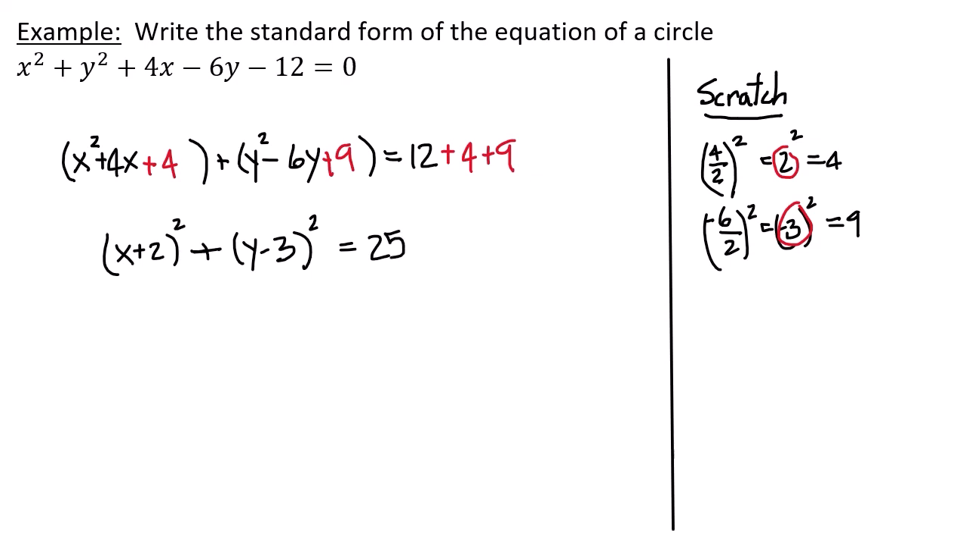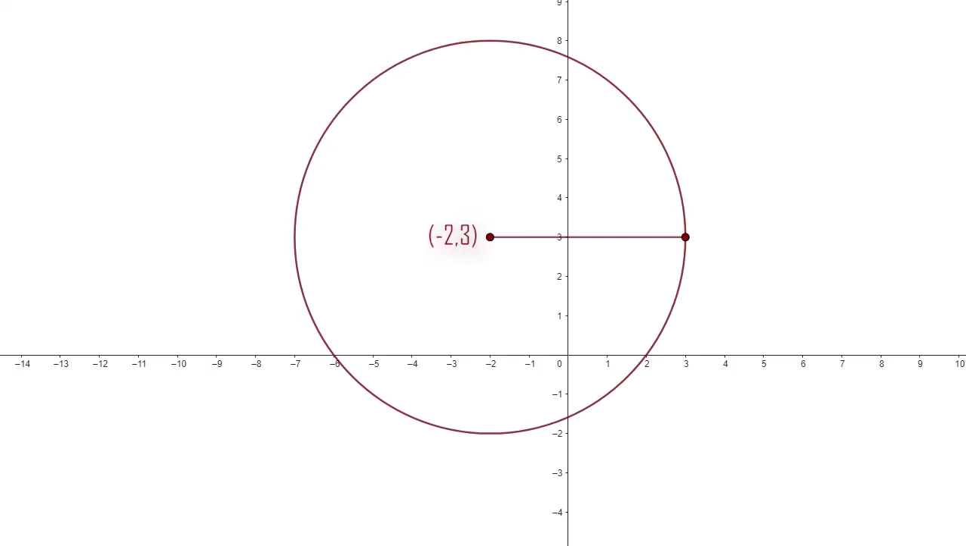So it's actually the equation of the previous example. So in the center we have (negative 2, positive 3). This is a radius of 5. I go from negative 2 to 3 here, so I'll link the 5, and this is my circle.